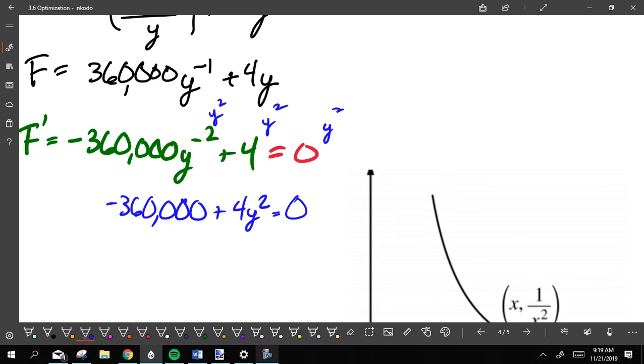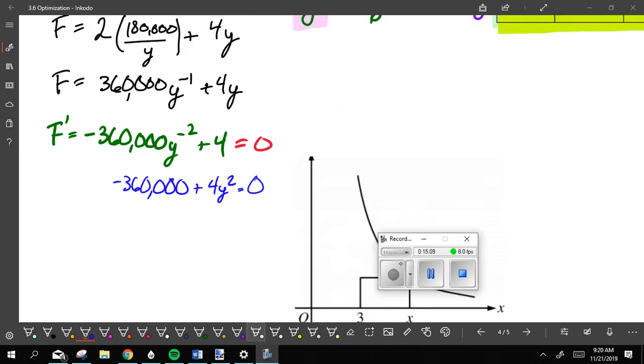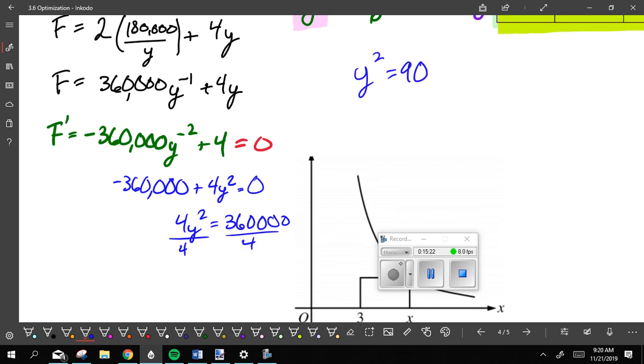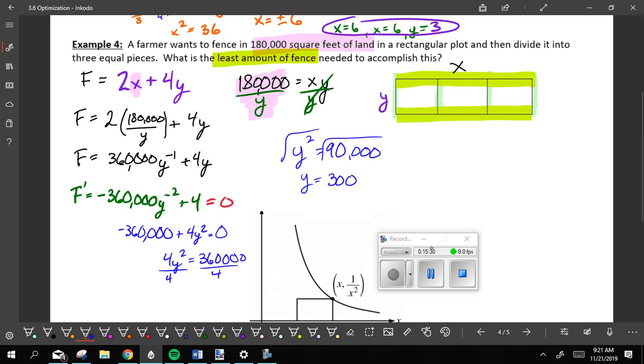Add 360,000, so 4Y squared equals 360,000. Divide by 4, Y squared equals 90,000. Square root, Y is 300. Cool, that should be a minimum.